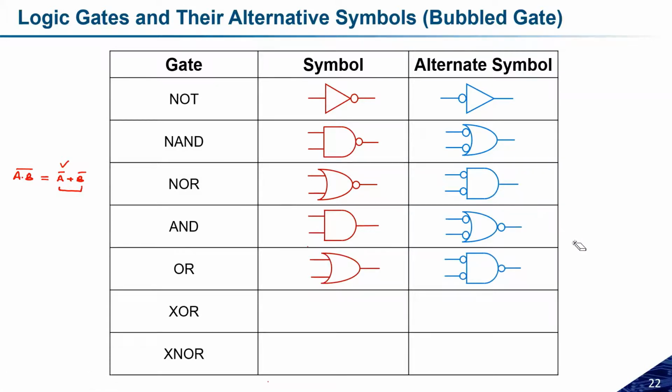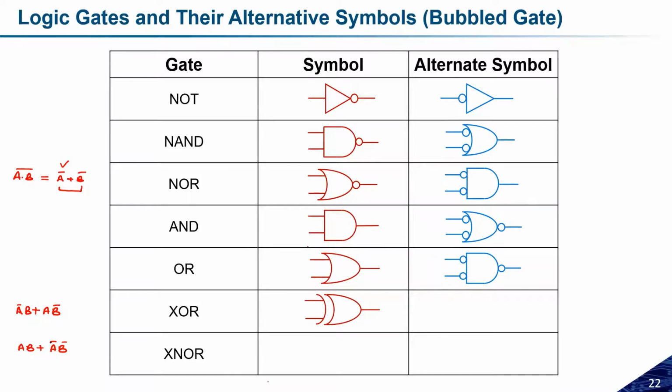Now the question comes for the XOR and XNOR. Suppose the XOR is represented like this, and we know that the expression for XOR is A bar B plus A B bar. This is the expression for the XOR gate. And we know that the expression for the XNOR gate is AB plus A bar B bar. Okay, this is the expression for the XNOR gate.